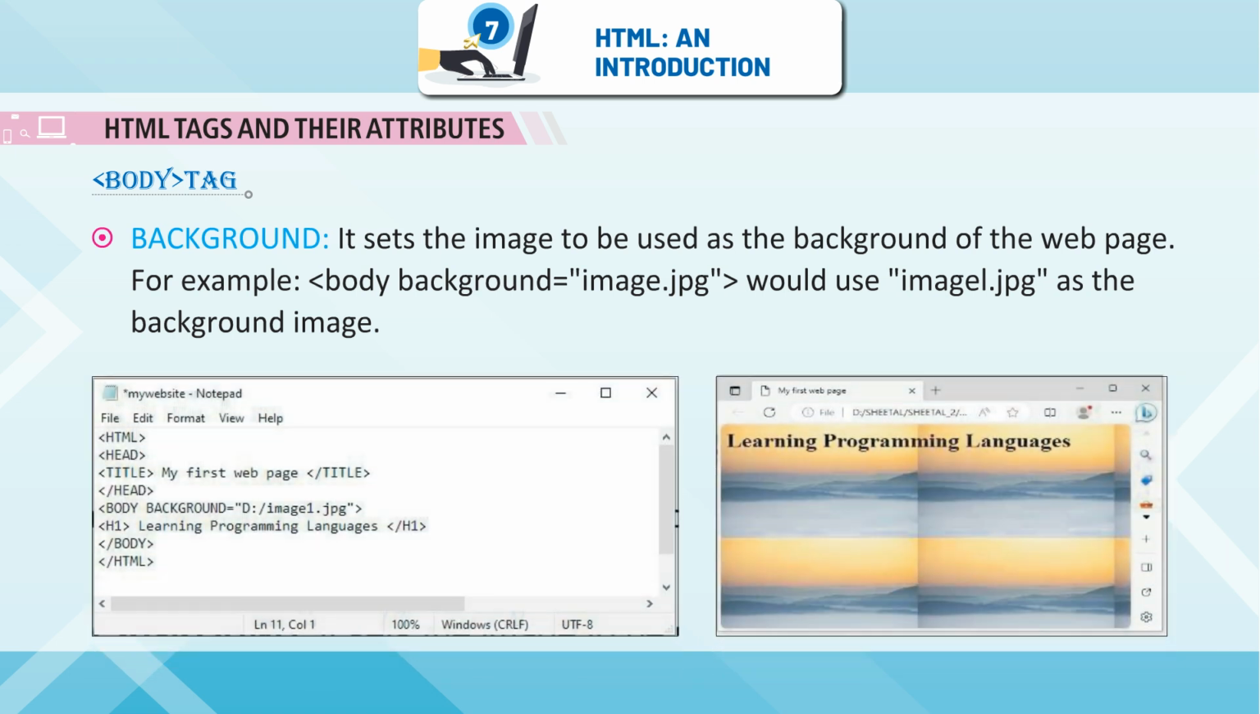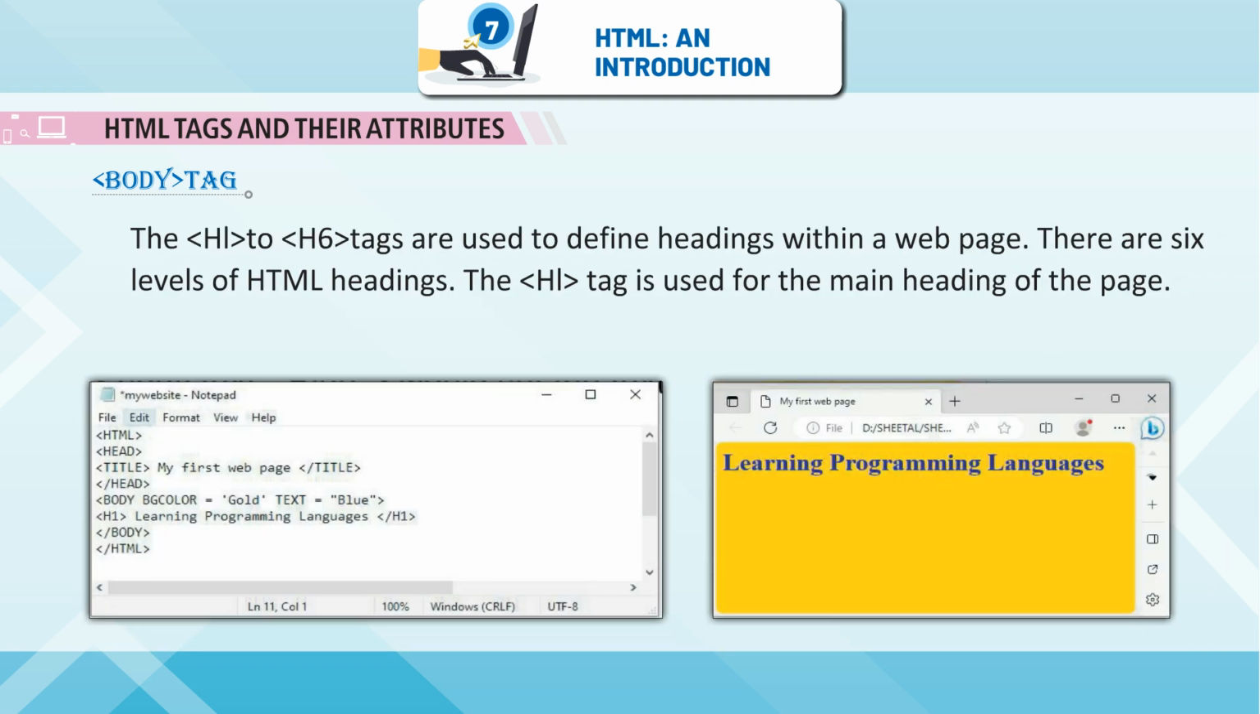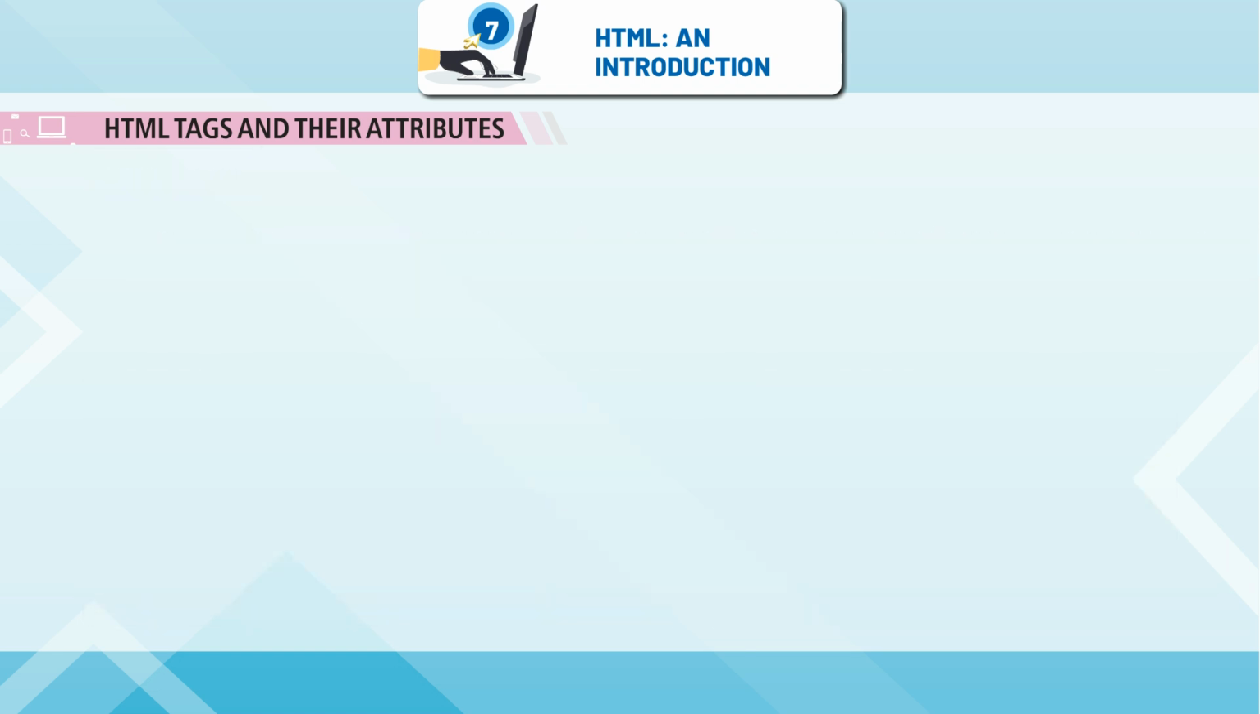Background. It sets the image to be used as the background of the web page. For example, <body background="image1.jpg"> would use image1.jpg as the background image. Text. It sets the default text color for the content of the web page. It takes a color value as its parameter. For example, <body text="blue"> would set the text color to blue.